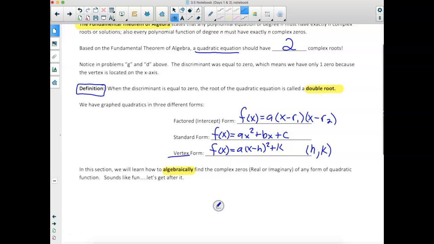Okay? In this lesson, we're going to learn how to algebraically find them. Algebraically means using algebra, not our calculators. Our calculators are only used to crunch numbers. If we're algebraically finding them, we're not graphing them in Desmos and finding the solutions and writing them down, okay? And we're going to find the complex zeros, okay? Some are real, some are imaginary, of any form of a quadratic function. Sounds like fun. It doesn't sound like fun. That is fun, so let's get after it here, okay?